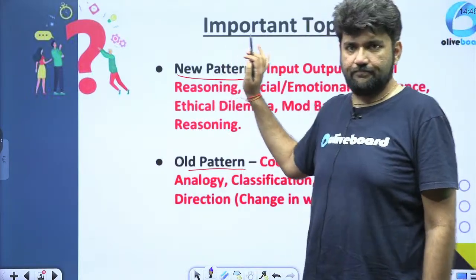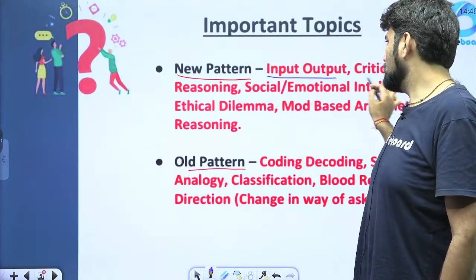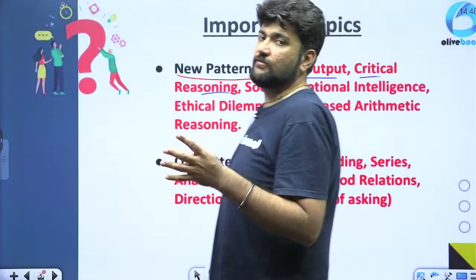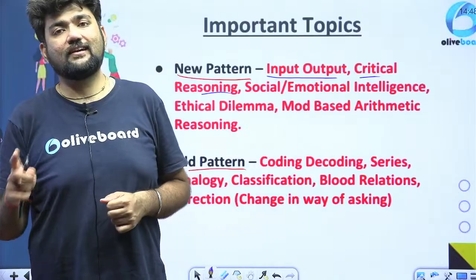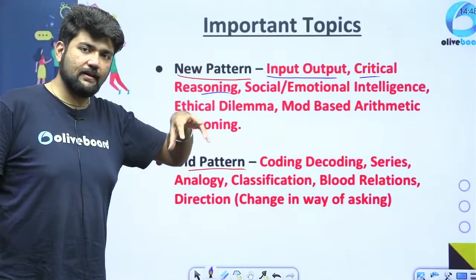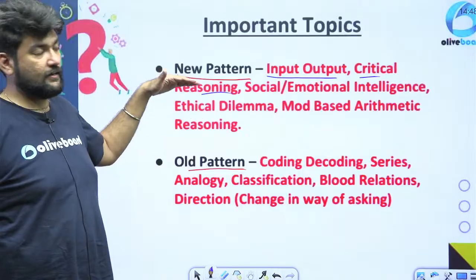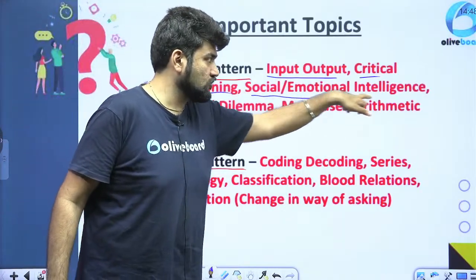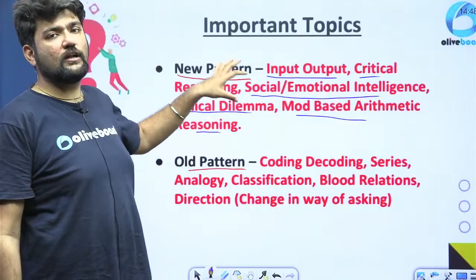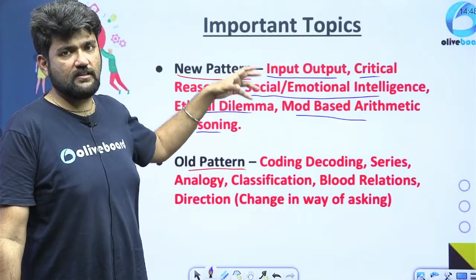They are all of them. Input, output, critical reasoning, that means statement assumption, statement argument, statement conclusion, statement inference, statement course of action, cause and effect, assertion, reason and decision making. All these topics were already being asked in your tier 2, but now they are expected in tier 1 as well. Then we have social emotional intelligence, ethical dilemma, mod based arithmetic reasoning, and regular arithmetic reasoning, percentage, profit loss, ages, etc.